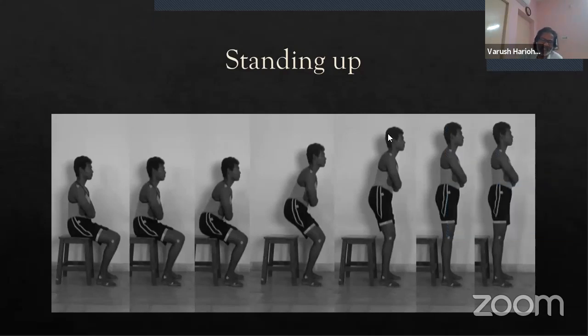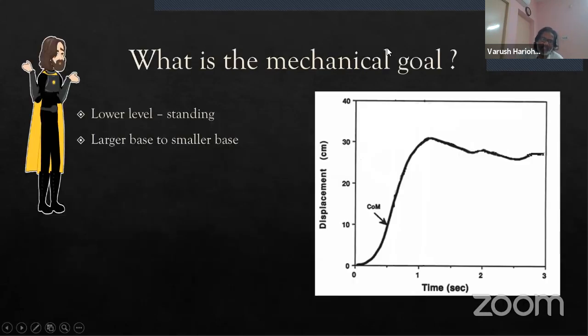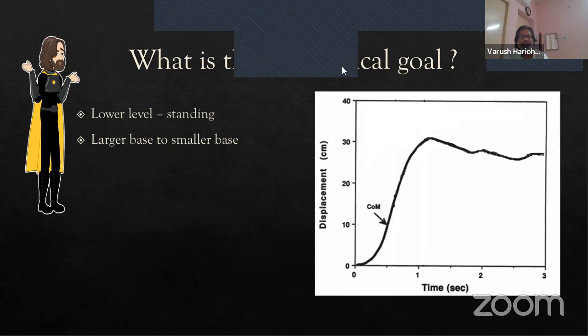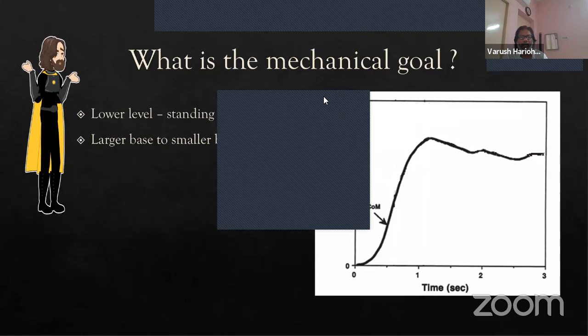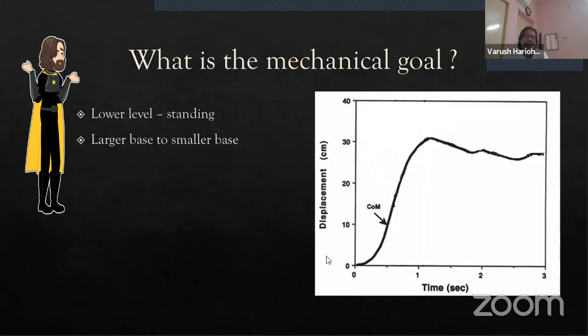That's a very silly answer. Now, I think there are two important things we want to understand if you are going to talk about sit to stand. One is that you are moving from a lower level to a higher level. So you have to produce such a force to move against gravity. And when you are moving against gravity, you are moving from a larger base to a smaller base. So you need to be stable, right? So these are the two conditions you are trying to fulfill.